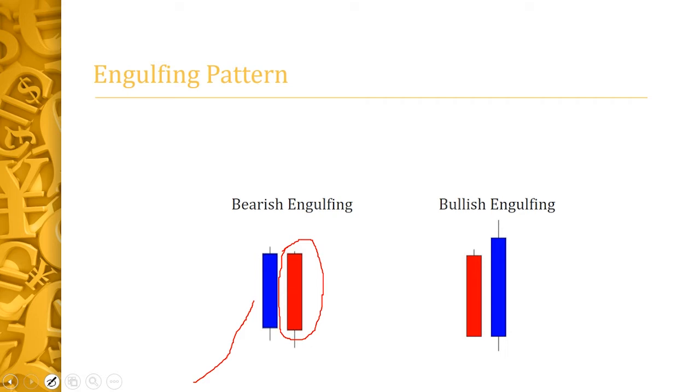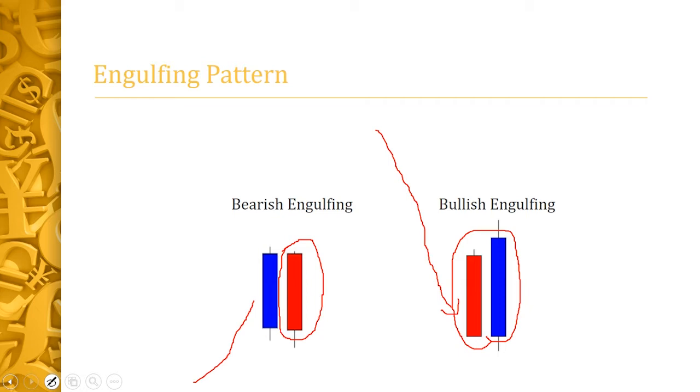So what we need is a clear downtrend followed by a candle that engulfs the whole body of the previous candle. It's not necessary to engulf the wicks too. In this case here we have this candle engulf both the body and the wicks, and that's only good.